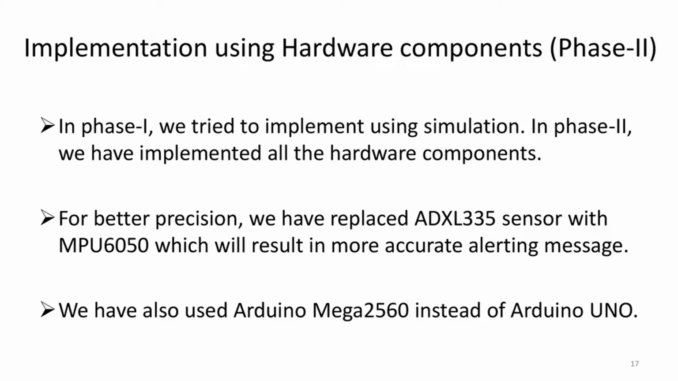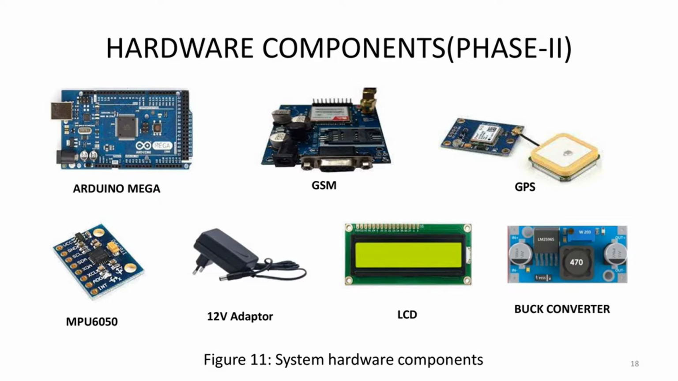In phase 2, we have implemented all the hardware components. The hardware used are Arduino Mega, GSM, GPS, MPU6050. For better precision, we have used the MPU6050 instead of the vibration sensor. And we have used Arduino Mega for better performance.